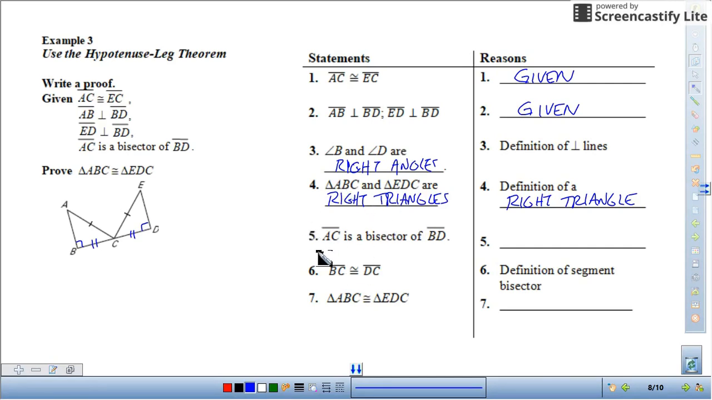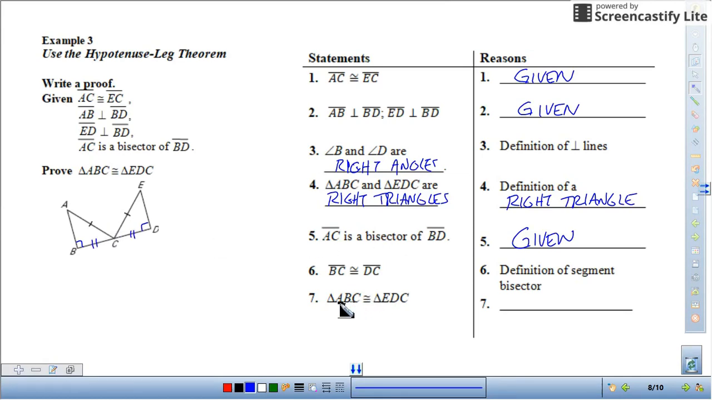All right, so let's go ahead and take a look. Next, moving on down, we see that AC is a bisector of BD. So that was our last given. And we know that BC is congruent to DC, we talked about, because if AC is a segment bisector, we know it's going to divide it into two congruent segments.